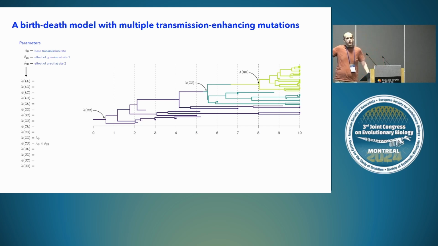When there's one TEM, we just multiply by the effect of that TEM. When there are two TEMs, we multiply them together. So it's simply a multiplicative model, and we can do that for all combinations of nucleotides. And we can imagine doing this for 2 or 3 or 4 total TEMs. All we have to do is be able to enumerate all combinations of nucleotides at the sites that change the transmission rate.